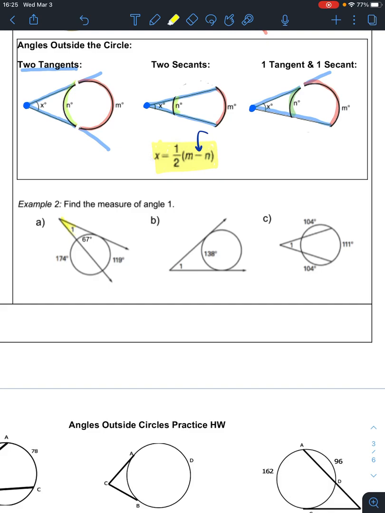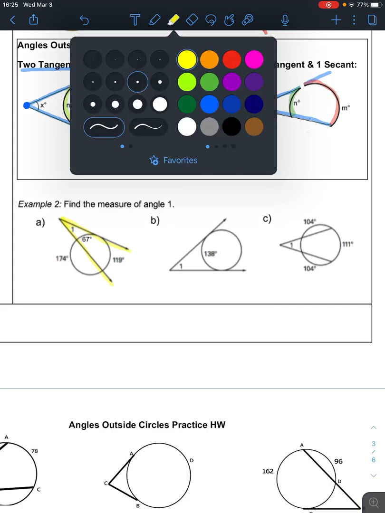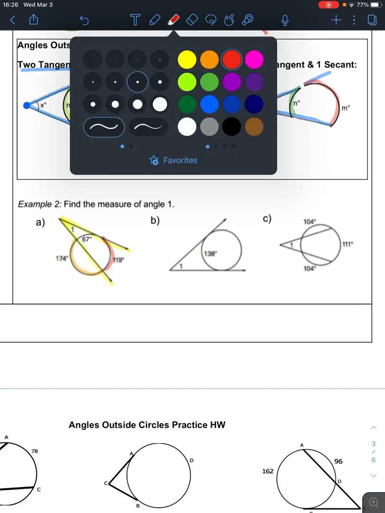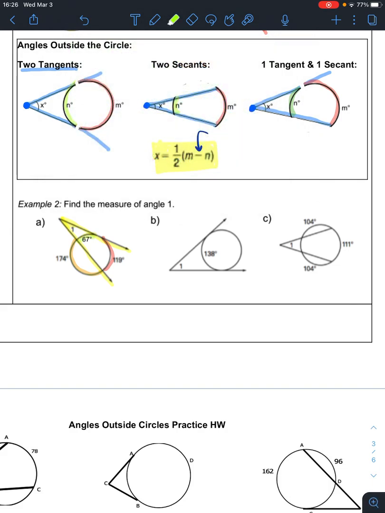So look here, I want angle 1. Well, angle 1, if you trace this, don't look at the rest of it. Notice what you have. I have all three pieces. So let me put these in color so you can see. This one is 174. This one is 119. And this one is 67. Well, notice the ones that I need are the 119 and the 67 because they are in between the angle. The 174 is outside the angle. I don't care about it. So angle 1 is equal to half of 119 minus 67.